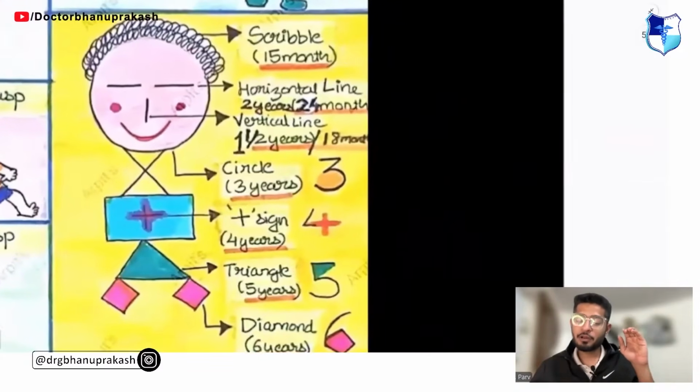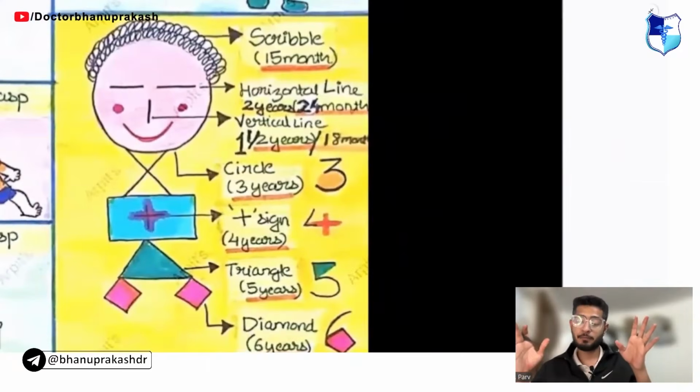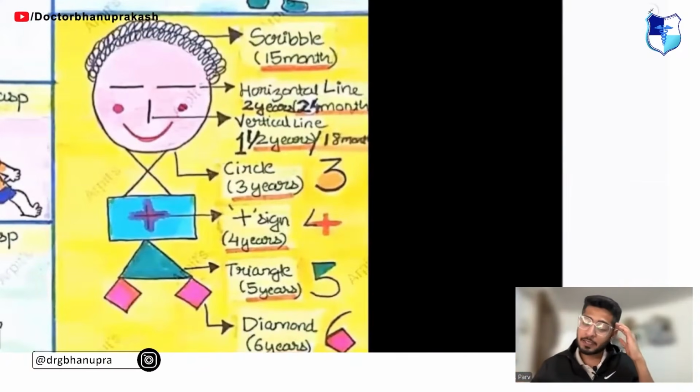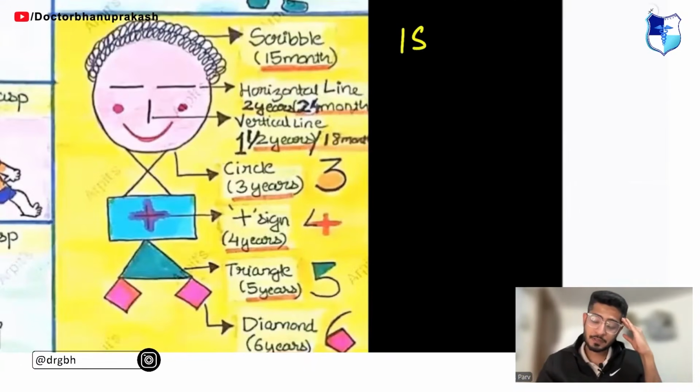Okay, now coming on to this beautiful important chart, a very, very important chart, amazingly important chart. Remember this, now I'm going to write like this. So first of all, scribble. So remember how to remember scribble. This is how you write 15, and 5 and S look very similar. So at 15 months the child is going to scribble.